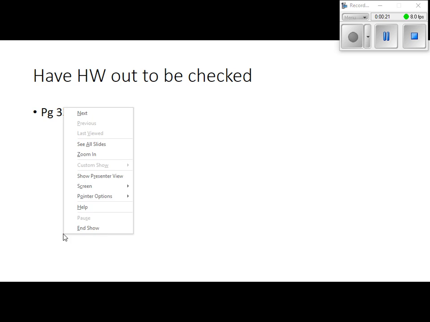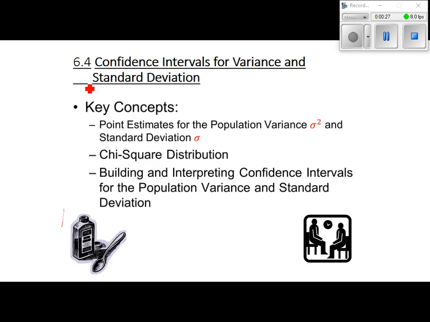What we're going to go over today is making confidence intervals for variance and standard deviation. So just this title here, confidence intervals for variance, standard deviation. We've done confidence intervals for mu, and the last section was confidence intervals for population proportions, or the percents.